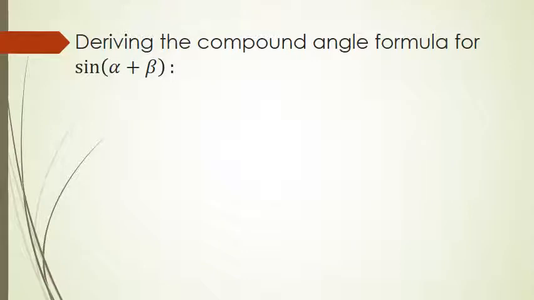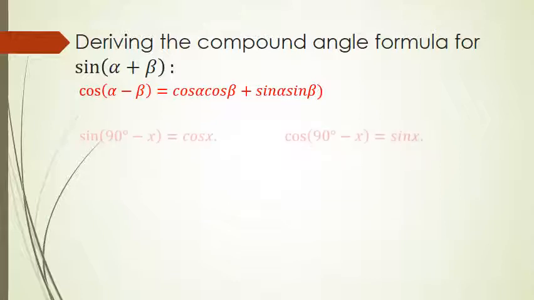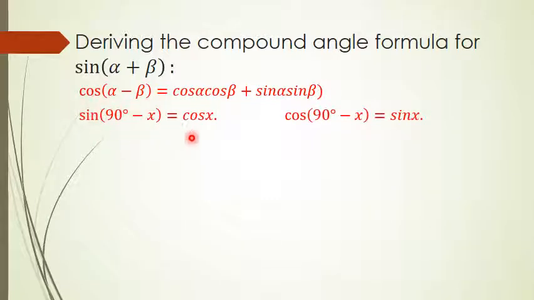Deriving the compound angle formula for sine alpha plus beta, we will use what we have already proved. That is cos alpha minus beta equal to cos alpha cos beta plus sine alpha sine beta. We will also need the relationship between the sine and cosine of coangles. Remember, coangles are angles which add up to 90 degrees. So if one of the angles is x, the other one is 90 minus x. The relationship is that the sine of one is equal to the cosine of the other one.